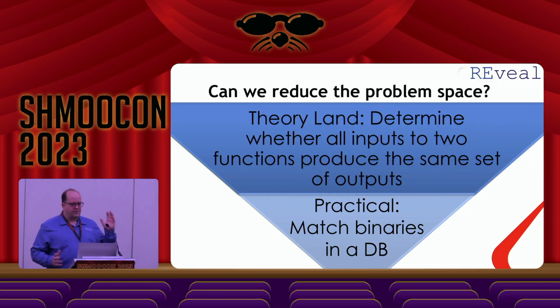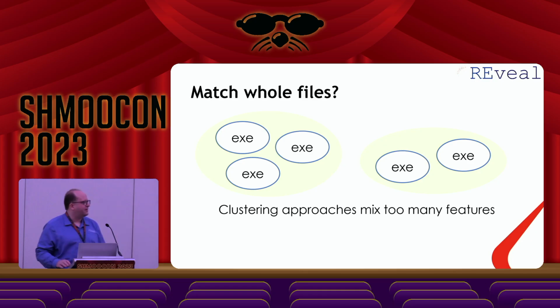So in Theoryland, it was determined whether all inputs map to the same outputs. But more practical, we could just match binaries in a DB. So what if we talk about just matching entire whole files? Believe it or not, some people have tried to do this. There are some fuzzy hashing algorithms, SDhash and SSDeep, very old ones. Some people have come up with similarity metrics where the executables are similar enough that they'll be grouped together.